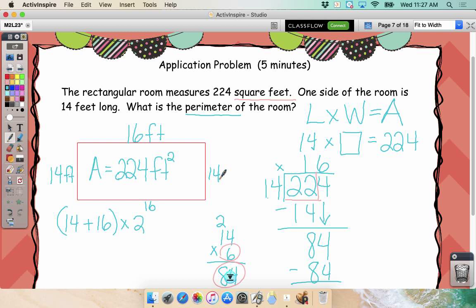I could add 16 plus 16 in my head. I already know what it is. What is it? 32. And I could add 14 plus 14 in my head, and I already know what it is. What is it? 28. And I could add those 2 together, and I can figure out my perimeter. So go ahead and do the math and see what the perimeter is. And don't shout it out.